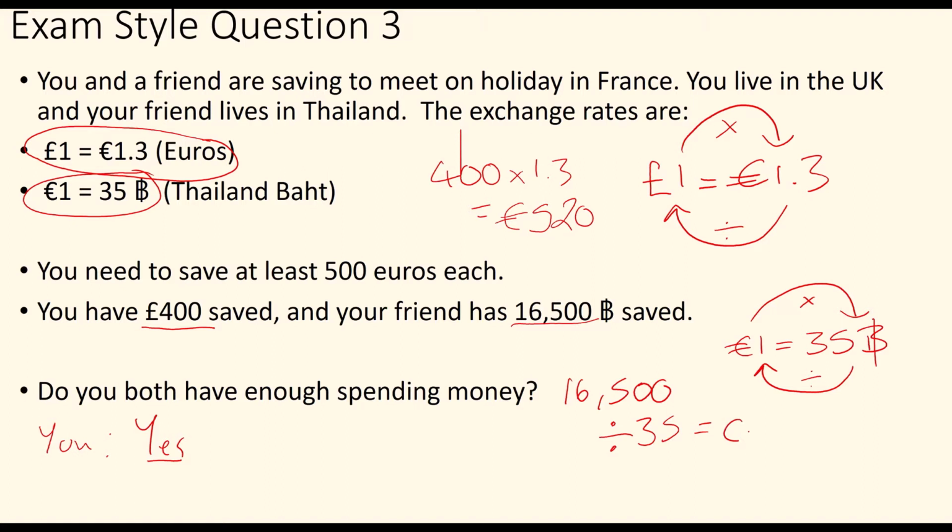You would get in euros 471.428 and so on. It doesn't say we need to do any rounding, but I suppose you could because money is 2 decimal places, so that would be 471.43, because that number 8 is 5 or above, so it's pushing that last cent up. So your friend has saved 471 euros. No, I'm sorry, they can't go, they haven't saved enough.